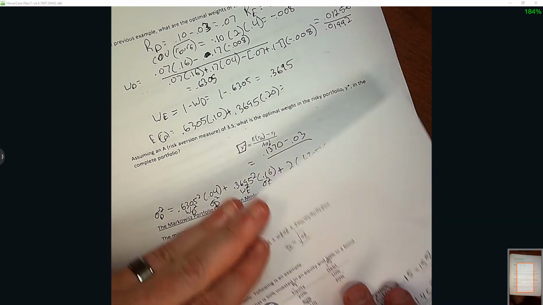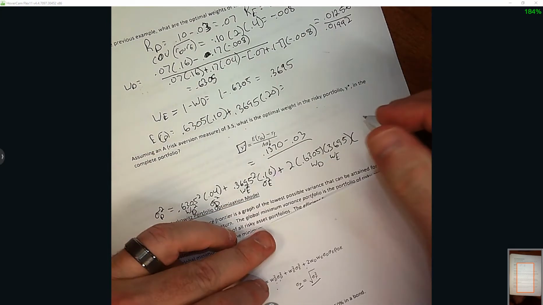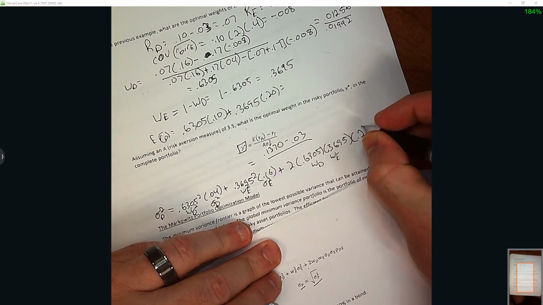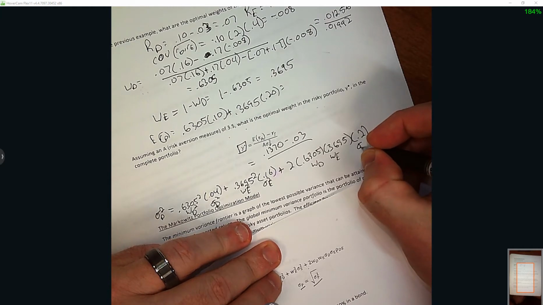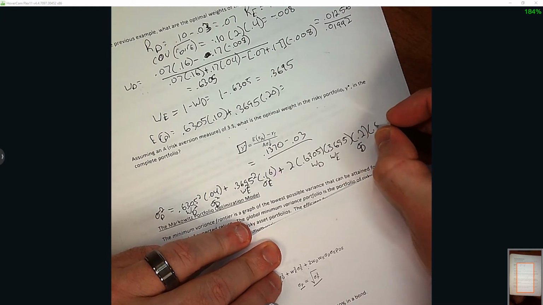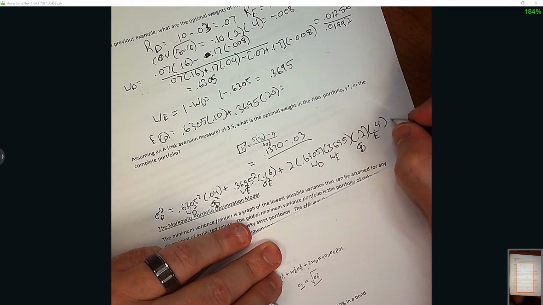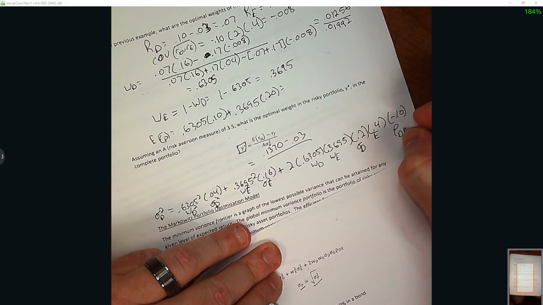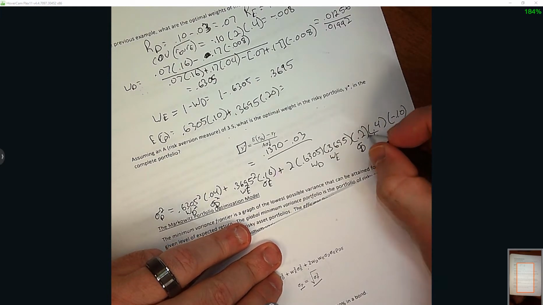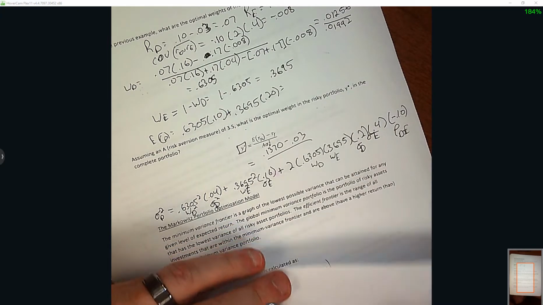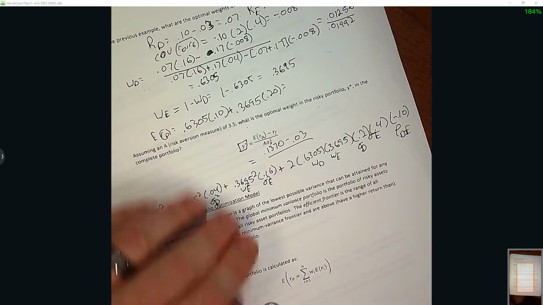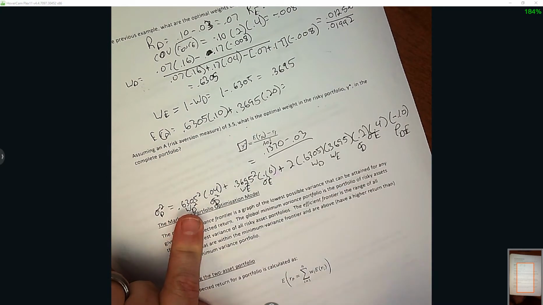So for debt, that was 0.2. So that's the standard deviation of D, 0.4, standard deviation of E, multiplied by the correlation coefficient, negative 0.10, which again was rho DE. Sorry, this should be a sigma. Alright, so we've got that formula there. We can calculate our variance.